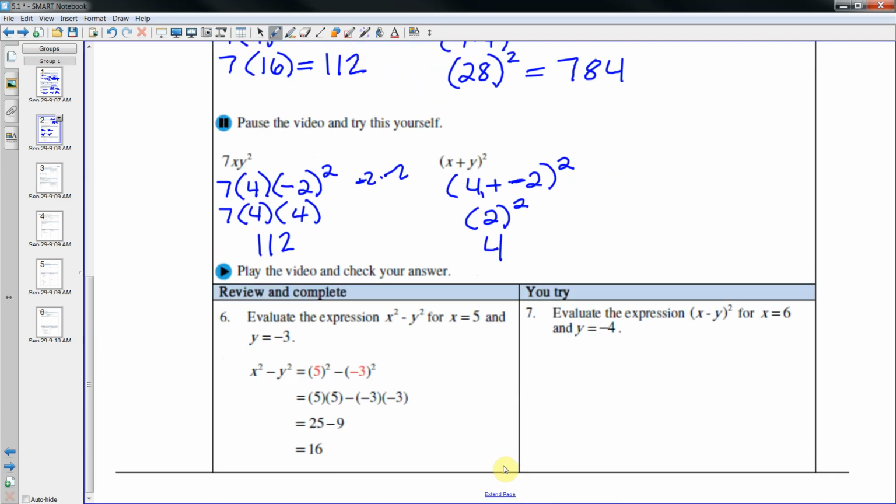Alright, so let's try this one. I'm going to write it out. You write it out on your paper, and let's see if we get the same steps. Watch your negatives on this one.